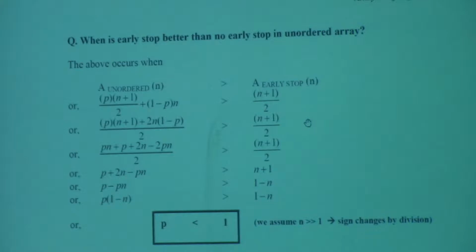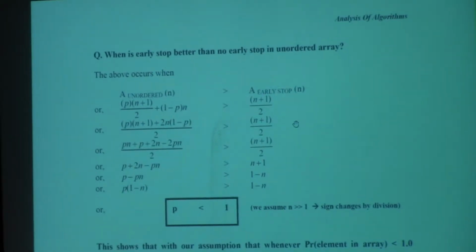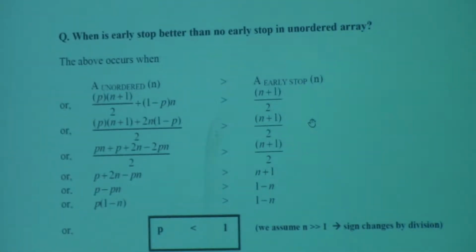The question becomes, when is this second version of the algorithm better than the first version of the algorithm? The answer is as follows. An algorithm is better than another algorithm if its instruction count or its time complexity is lower. So the unordered search, and this is the early stop. Early stop is the second version. This is the algebraic expression for the complexity of the unordered search. This is the algebraic complexity of the early stop. We stop early because we can find early, and we can reject early.